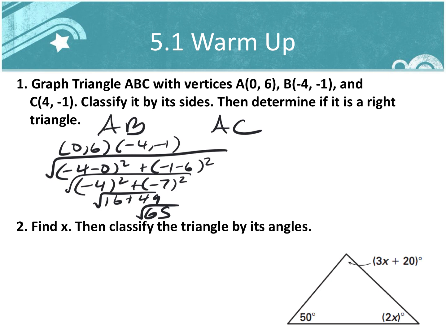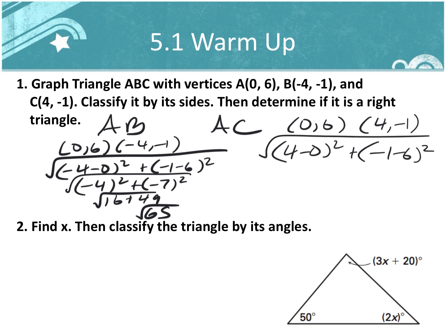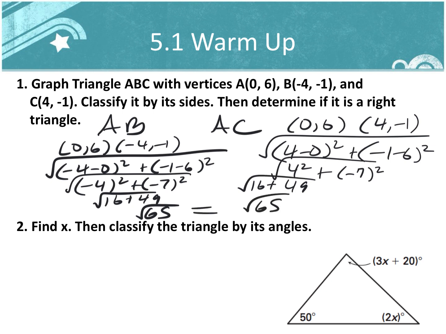65. Now for AC, 0, 6, and then 4, -1, subtract the x's, square them, subtract the y's, square them, 4 squared plus -7 squared, 49 plus 16. Same thing. Notice these are equal, making the triangle isosceles because I have two sides that are equal, and when I graphed it, I saw that it was not a right triangle.